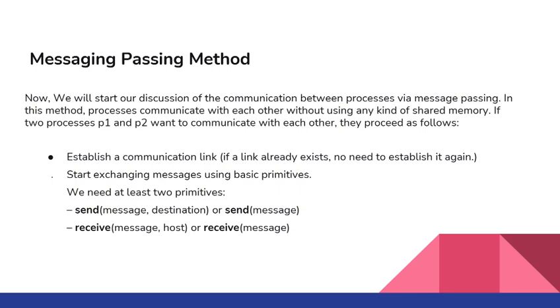In this method, the processes communicate with each other without using any kind of shared memory. If two processes P1 and P2 want to communicate with each other, the procedure is as follows. Establish a communication link. If a link already exists, there is no need to establish it again. Start exchanging messages using basic primitives. We need at least two primitives: send(message, destination) and receive(message, host).